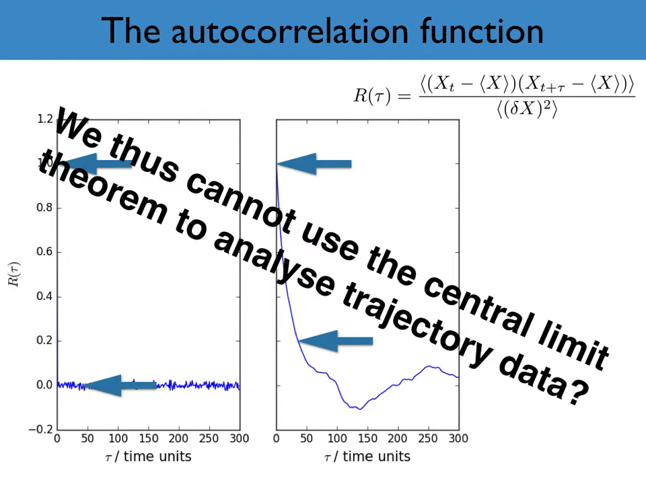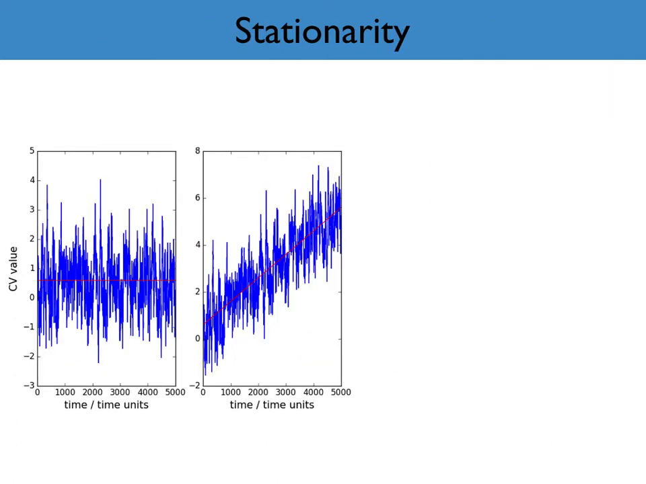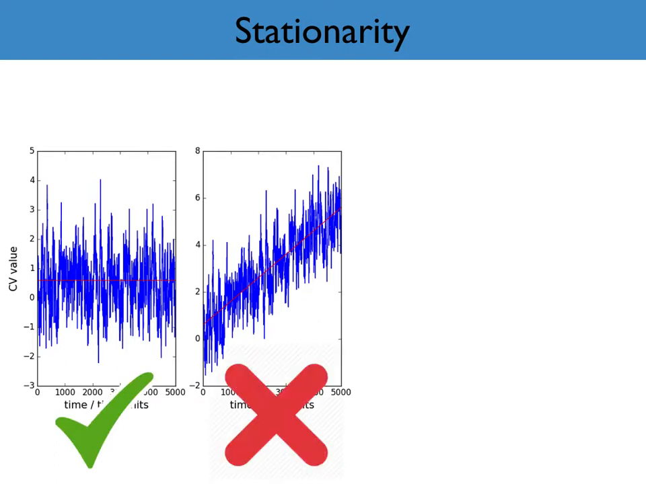If we can't use the central limit theorem, what then should we do? How should we go about analysing the trajectory? Well, a first step could be to plot a graph of the CV data from a typical trajectory. What we would find, if we did this, and if our simulation was properly equilibrated, would be that the data looks something like the curve shown on the left here, and not like the curve shown on the right.